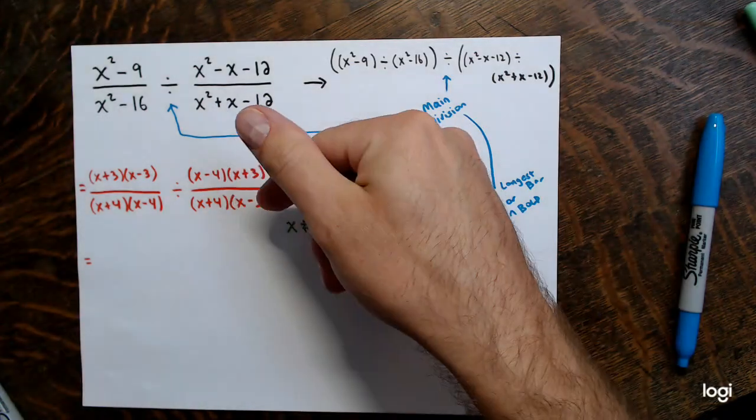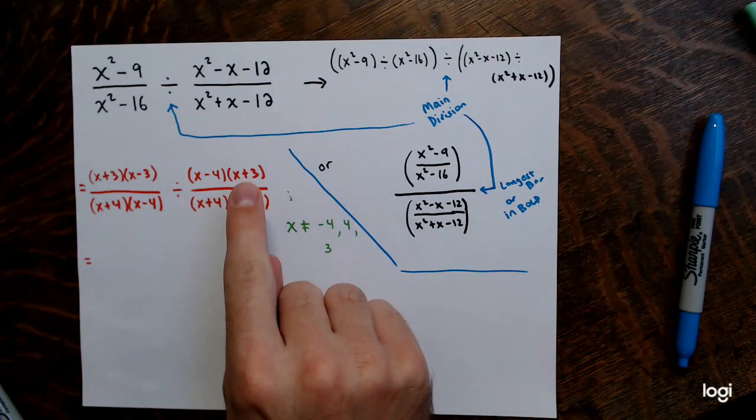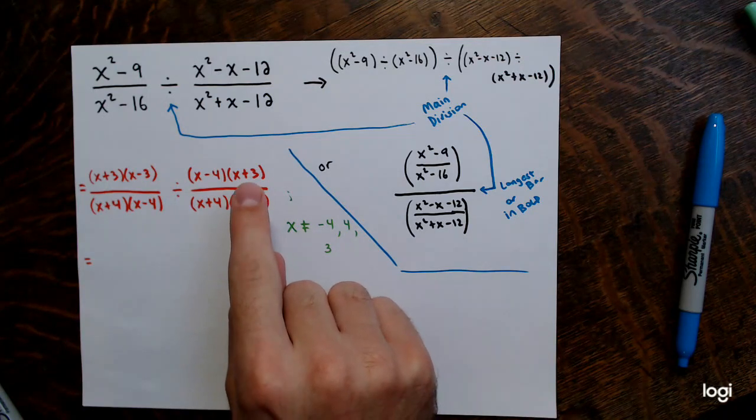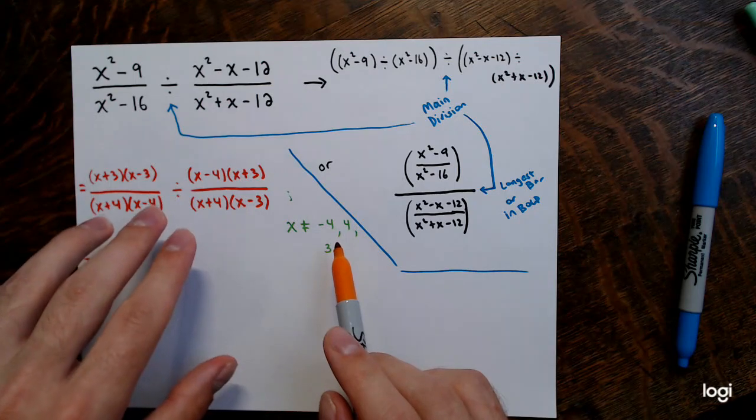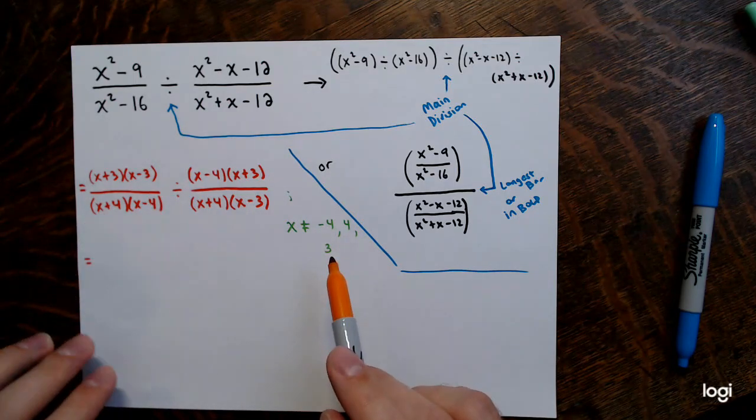And then when we flip, we'll also see that x can't be negative 3, because this x plus 3 factor will go in the denominator once I multiply by the reciprocal. But I'll add that in a second. So I can plug in anything I want for x, except these three numbers right now.